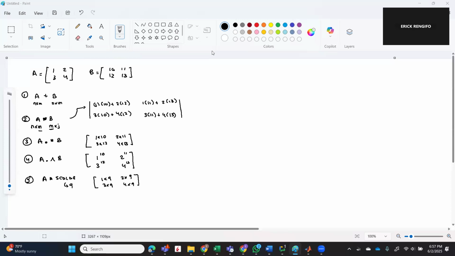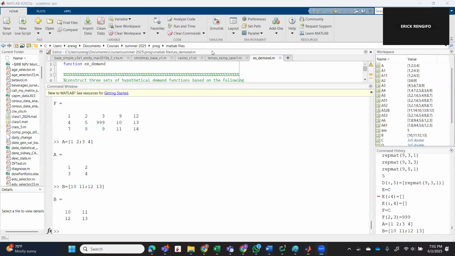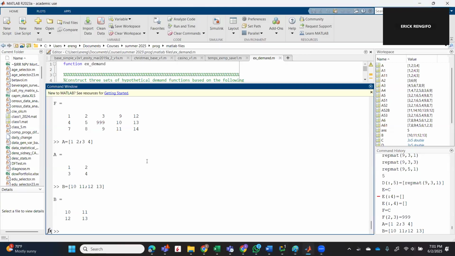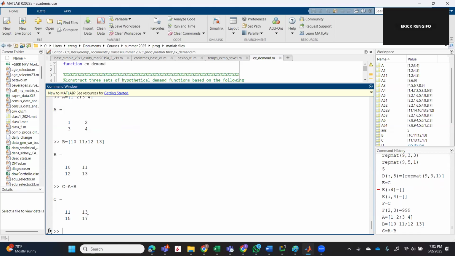Let's continue, guys. I record again. So my first question was simply A plus B. The question for you guys is, can we do A plus B? Let's call this C. Is A plus B going to work? Yes, because the dimensions are exactly the same, right? So C is going to be simply this one here. The sum is 1 plus 10, etc., etc., etc.